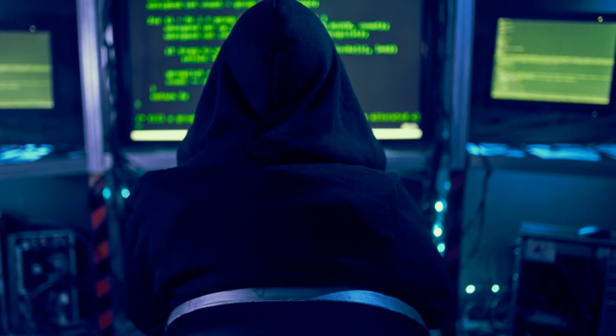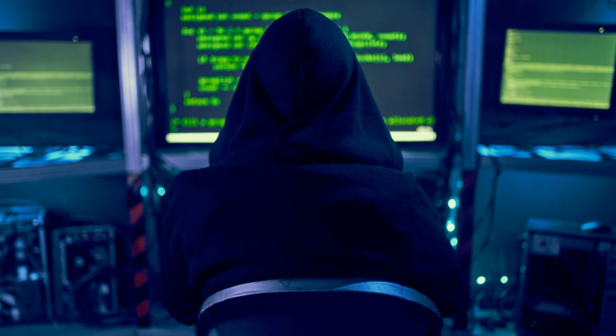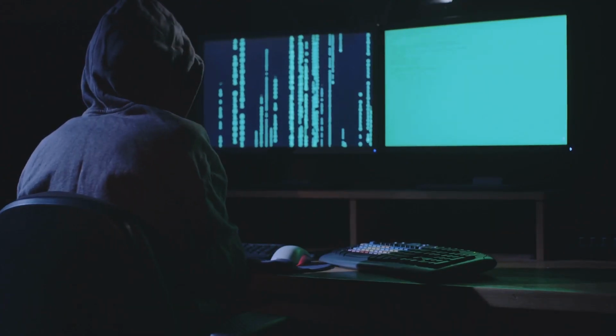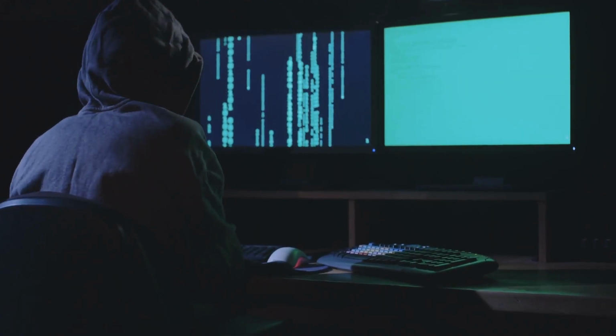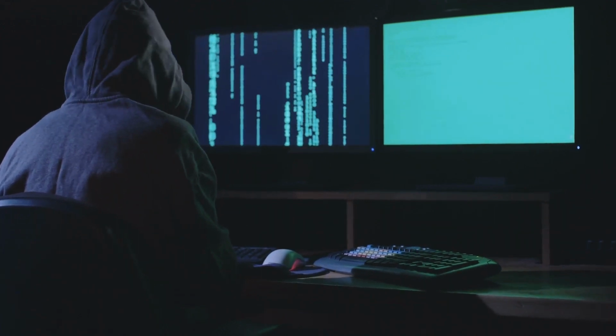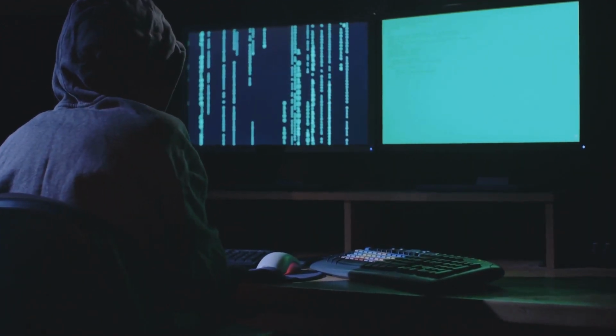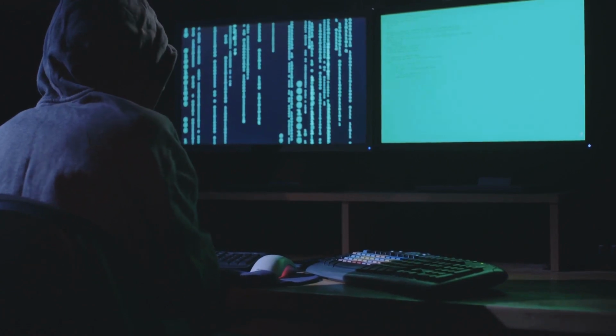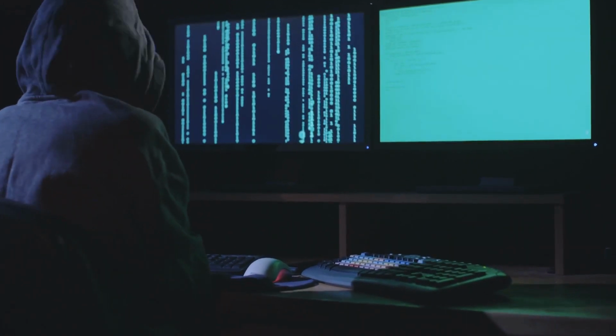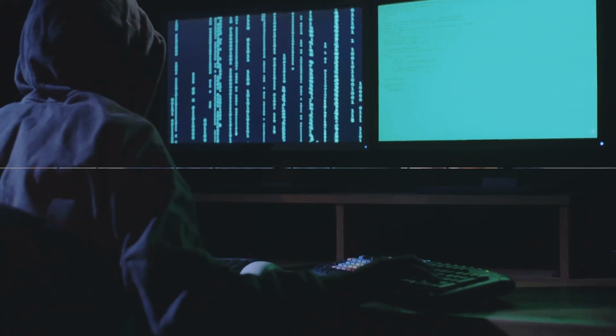Next, we need to identify the threats. These can range from hackers and malware to insider threats and accidental data leaks. Understanding the potential threats will help us tailor our cybersecurity measures effectively.